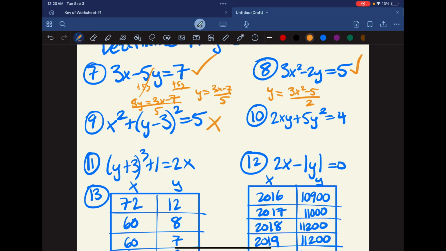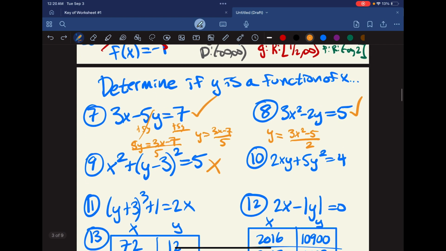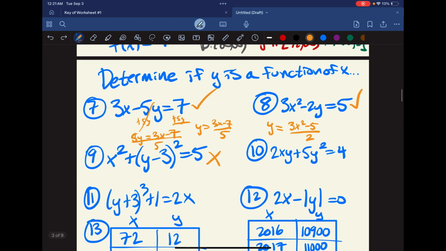And you can generally tell whether or not an equation is going to be a function. If your y term is squared, then it's probably not going to be a function. And we're going to see a similar thing here. So we could factor out a y from both terms. Equals 4. Oops, sorry.